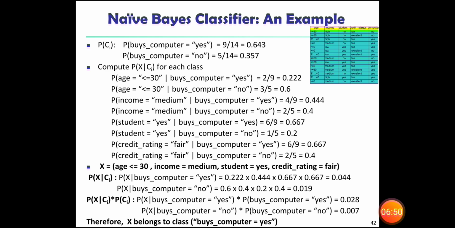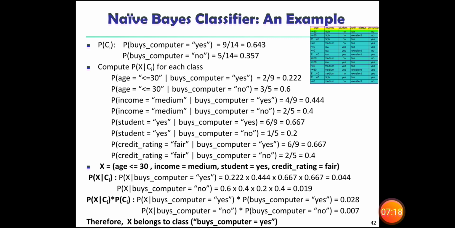In the same way, for P of age equal to less than 30, the same age group, what is the status of buys computer if it is no? The number of no's available in the buys computer column is 3 times. So 3 by 5 equal to 0.6.